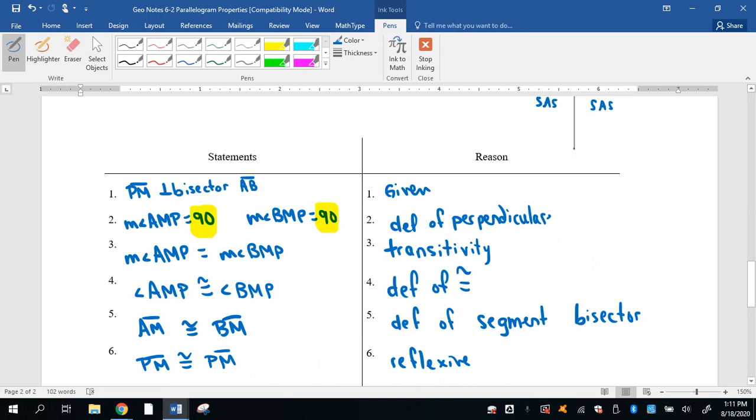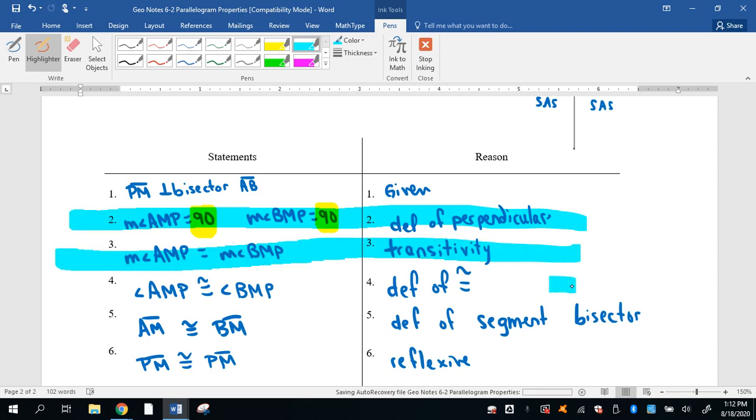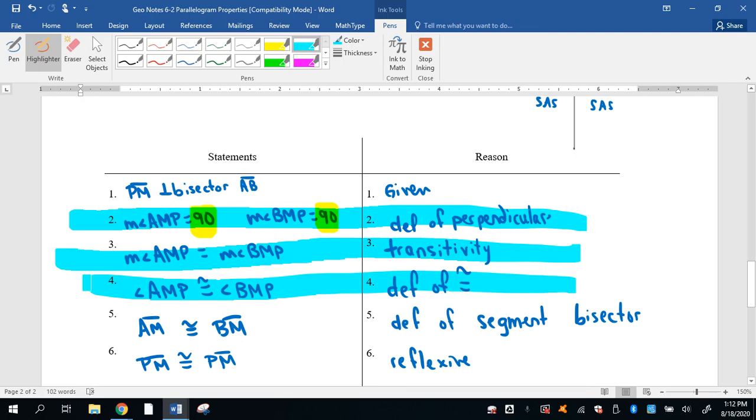Now I'm just going to pause and remind you that when you are doing a proof like this, and we are given a few things in the given, note that your order does not have to be exactly the same as mine. For instance, I used the definition of perpendicular and those 3 steps right away. I then used definition of segment bisector, and then I used reflexive.